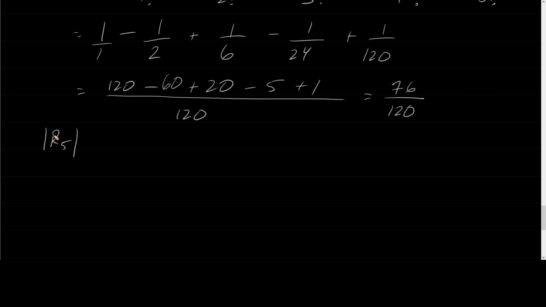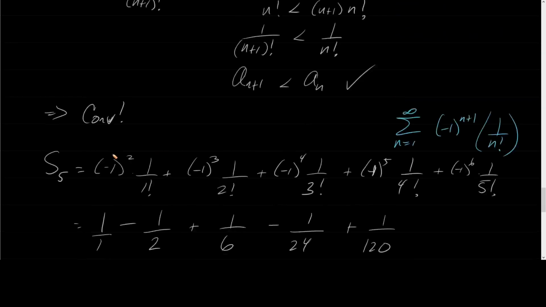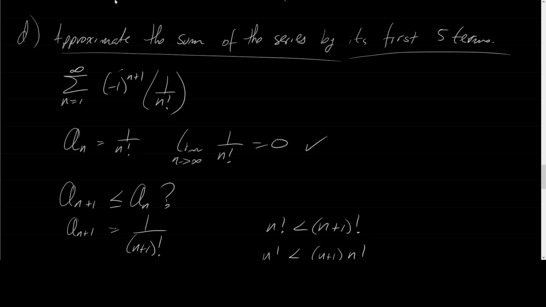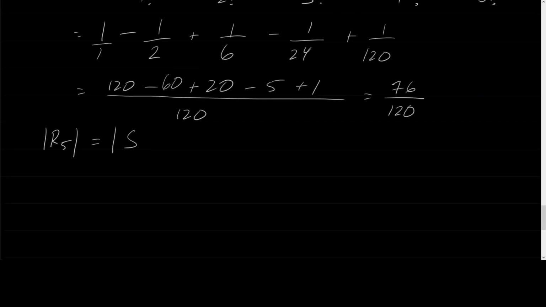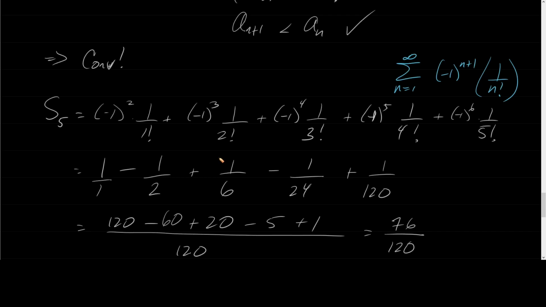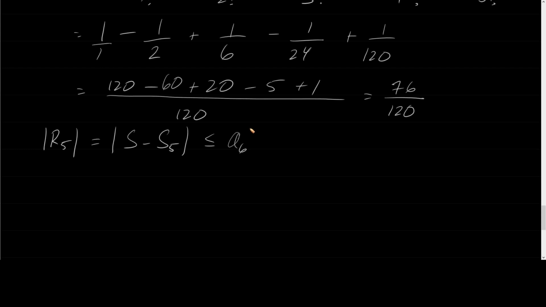So it's going to be the remainder for the first 5 terms is going to be equal to the total sum, right? S represents the entire sum. S represents this thing, that entire sum. So the actual sum there minus the partial sum is going to be less than or equal to the first neglected term, a sub 6. That's the first neglected term because I did the first 5 terms, right? 1, 2, 3, 4, 5. So the very first neglected term is a sub 6.